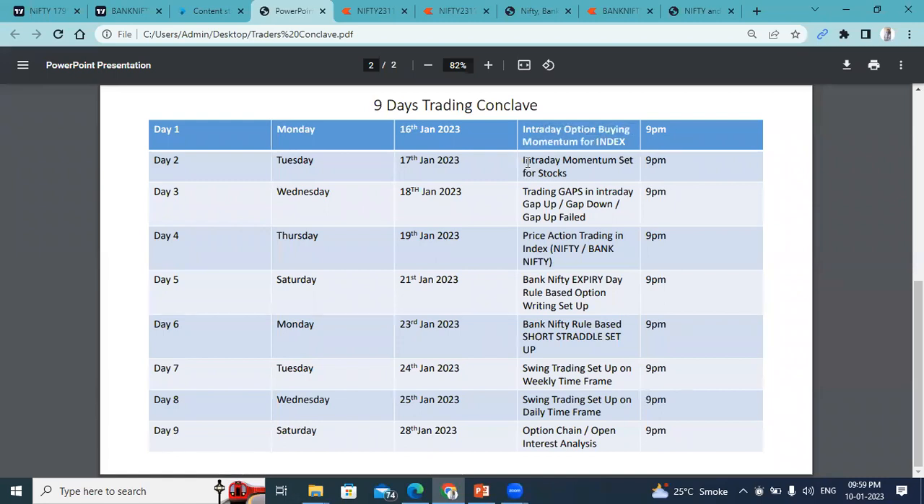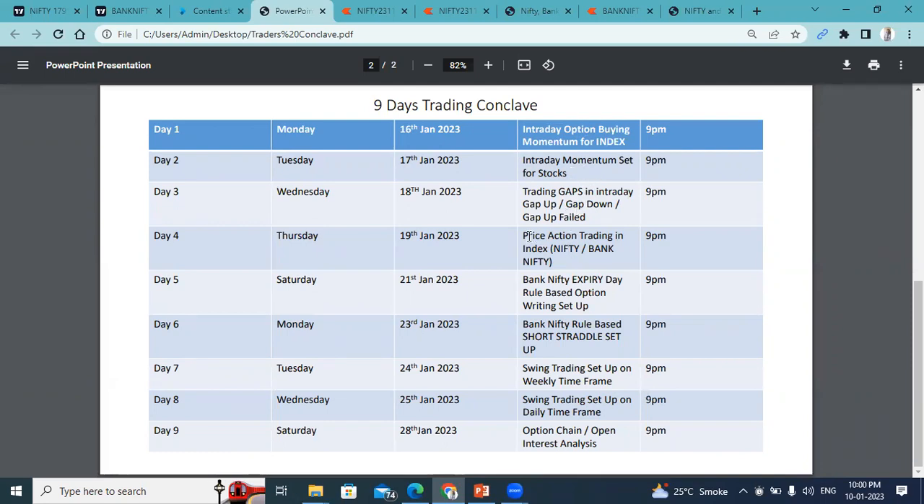Okay, then you will learn one momentum setup for stocks, how to catch momentum stocks. That we will cover on day 2. Day 3 I will cover how to trade gaps. If any stock is opening with a gap: gap up, gap down, gap up failed. So I will cover total 3 setups, and I will share these scanners with you so that stock selection becomes very easy. Whatever setups are on stocks, I will give you scanners for them.